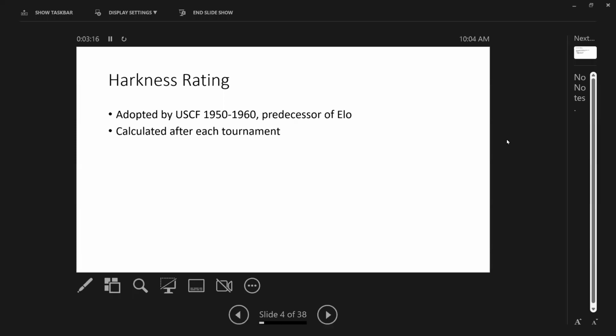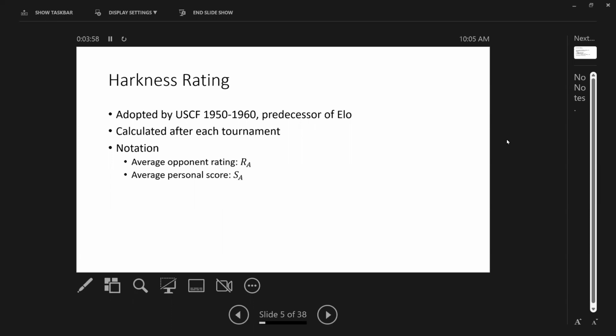First, the Harkness rating, which is a really old system that was adopted by the USCF, the United States Chess Federation, between 1950 and 1960, before it was finally taken over by Elo's new rating system. And this rating is calculated after each tournament you participate in. And this rating only takes into account two factors. When you play in a tournament, you might play against 5 different opponents. This rating takes into account the average rating of the opponents, which we denote by R sub A, and your average personal score against these opponents, which we denote as S sub A.